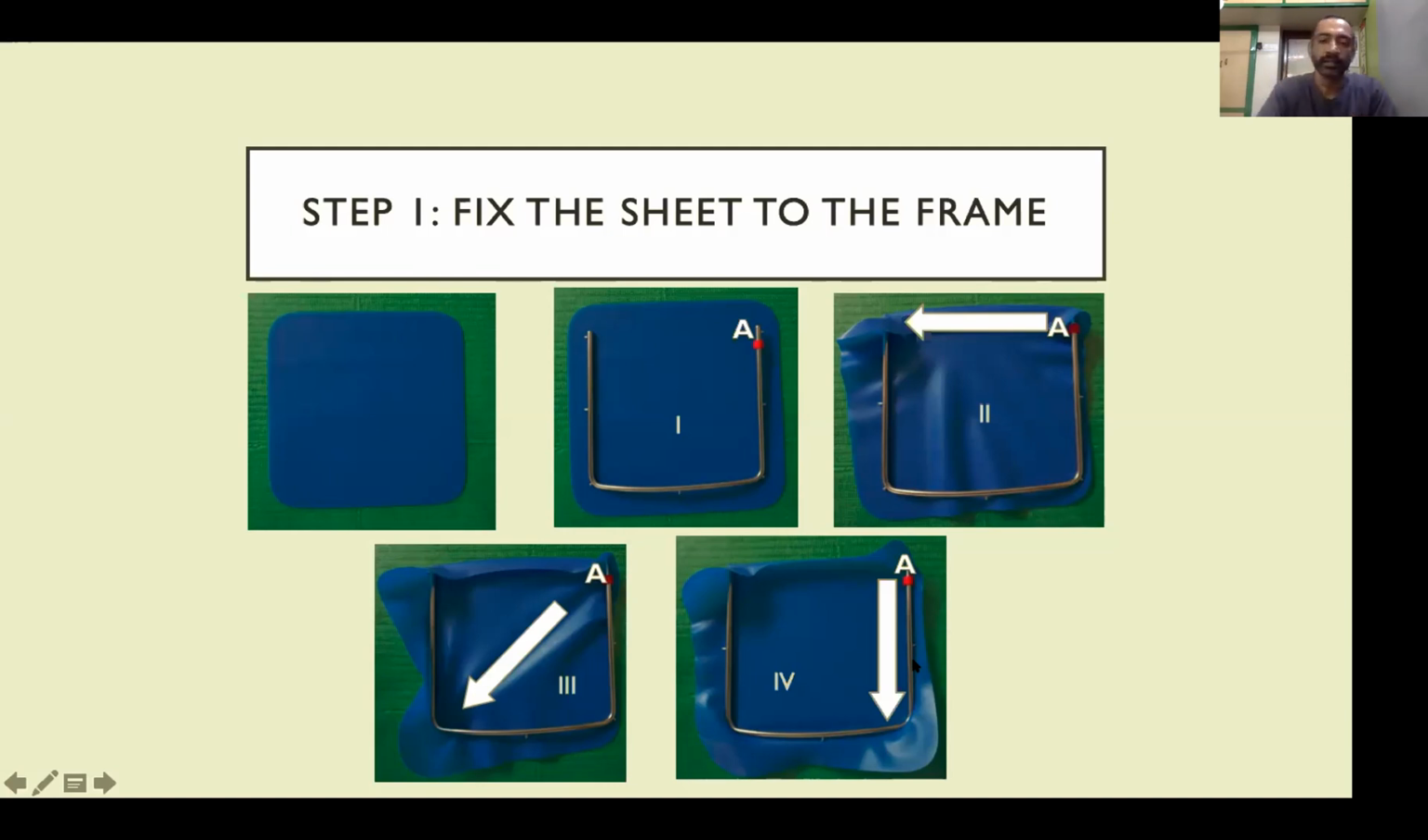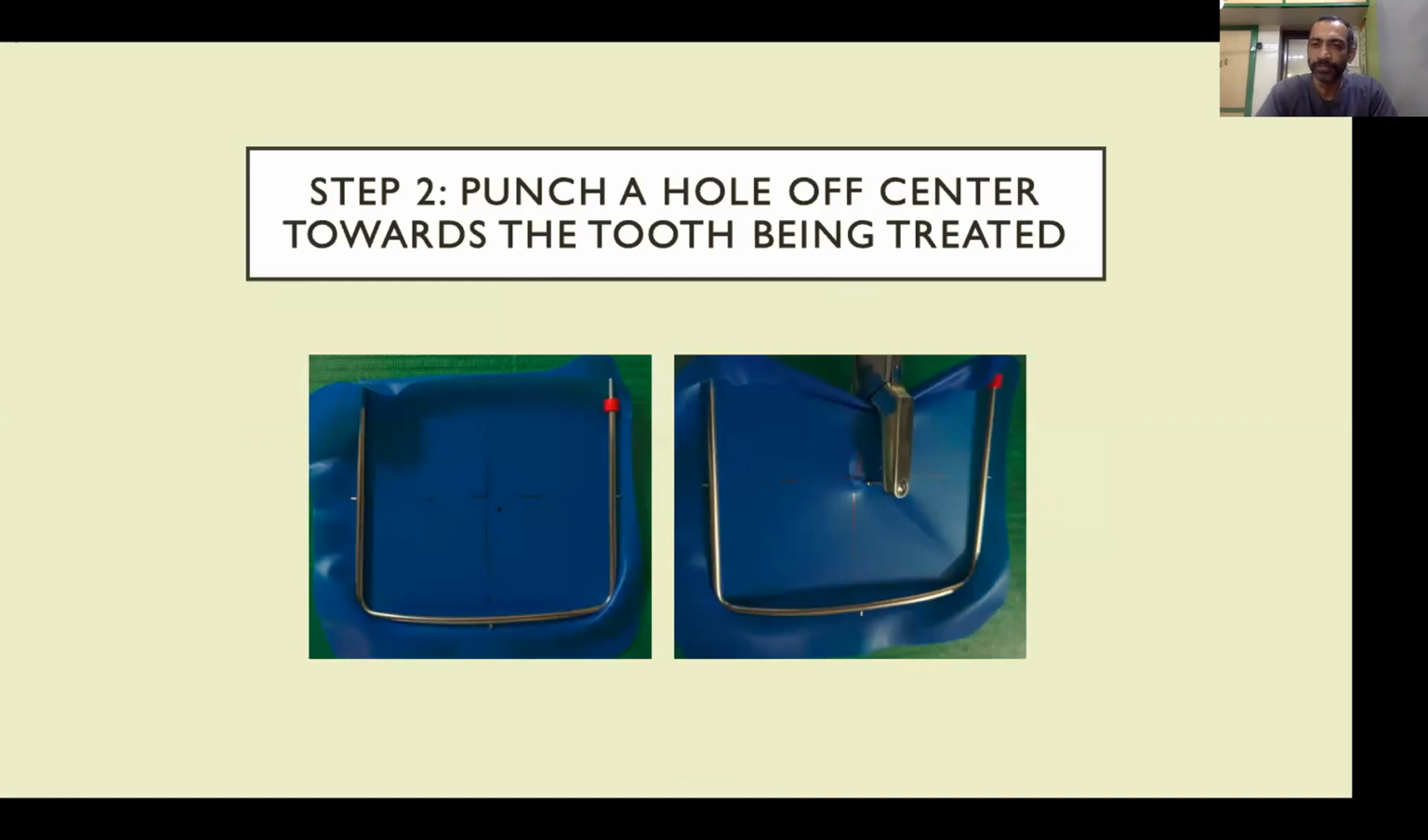Once this is done, you should be able to lift the frame and the rubber dam sheet will be stuck to the frame. So that's your test. If the rubber dam sheet falls off, that means you haven't attached it to the frame that well.